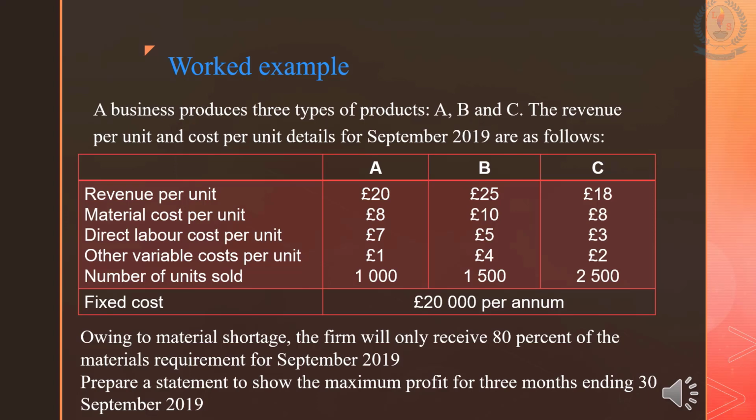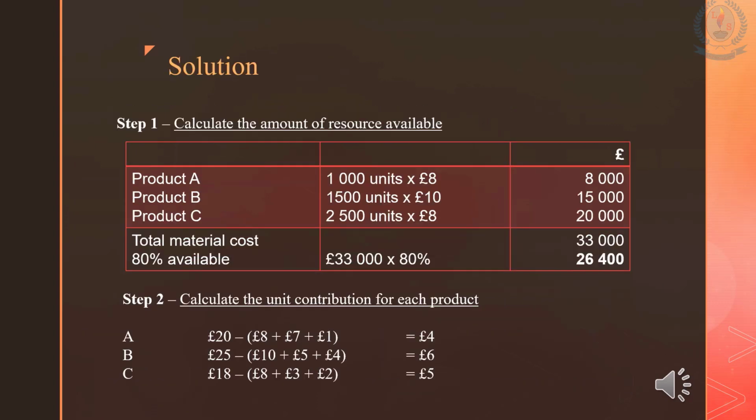A business produces three types of products A, B and C. The revenue per unit and cost per unit details are given. Owing to material shortage, the firm will only receive 80% of the materials requirement for September 2019. Prepare a statement to show the maximum profit for the 3 months ending 30th September 2019. This is a step-by-step process, so we will learn each step.